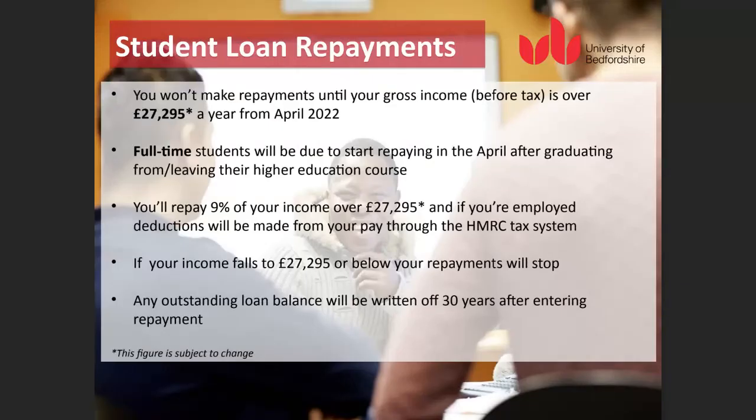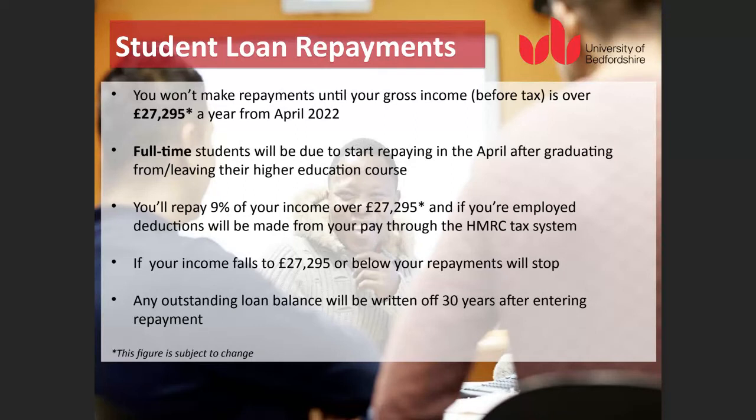So on to repayments. Currently, the repayment threshold is set at £27,295 per year. Now, this means you won't make any repayments on your tuition fee loan or your maintenance loan that you've received during the duration of your course. You won't make any repayments until your income is over that threshold. You will start making repayments in that April after you graduate, provided your income is over this threshold.